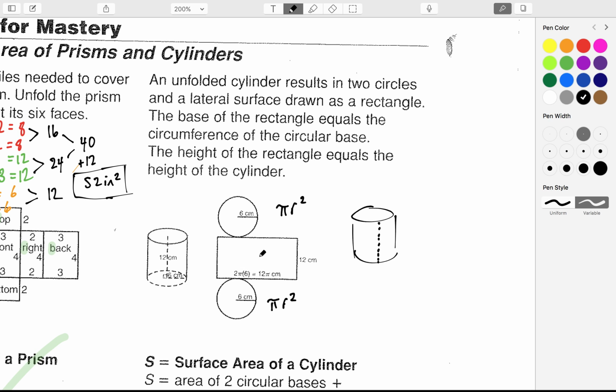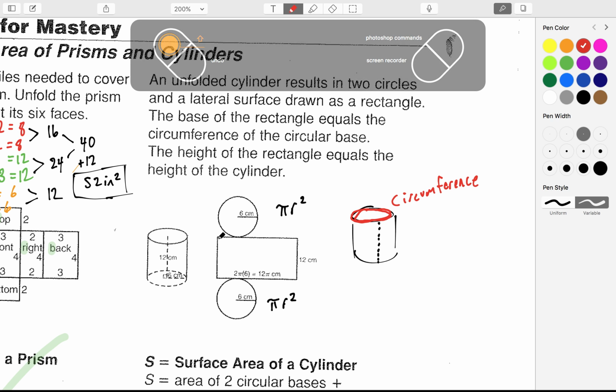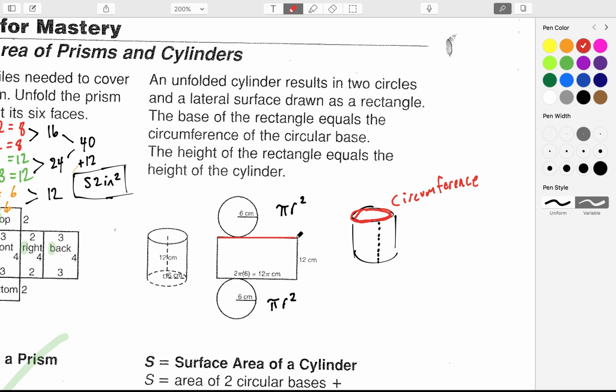of this. Now this is where it gets a little complicated, because you got to think about this and say, well, this length right here, this top part of the circle, that's actually your circumference. Which means that this part on your rectangle, when you cut it, is actually your circumference.